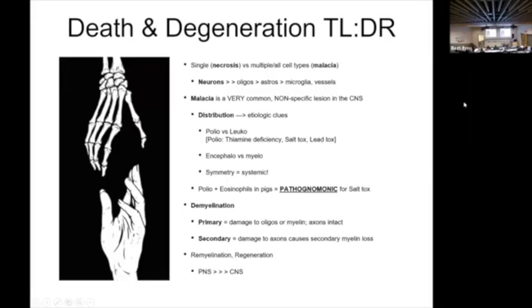All right, so death and degeneration. Single cell necrosis, usually neurons. Malacia is very common. It's death of everybody. Distribution gives you clues. Is it gray or white? Is it brain or cord? Is it symmetrical? Few pathognomonic lesions, especially salt toxicosis in pigs, primary and secondary demyelination, et cetera. Questions?